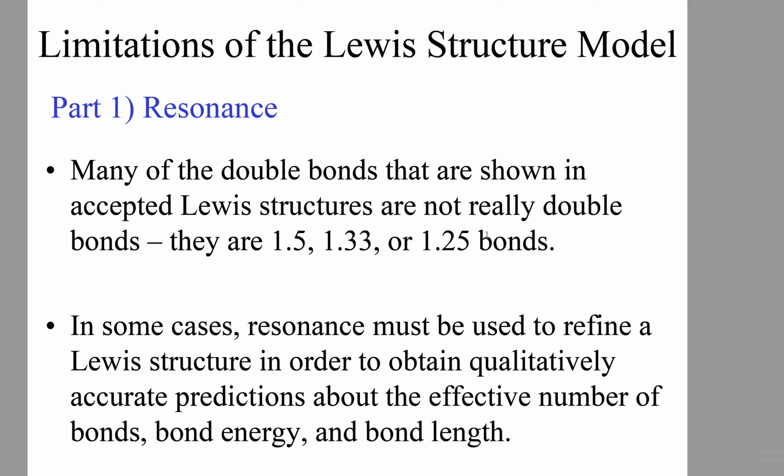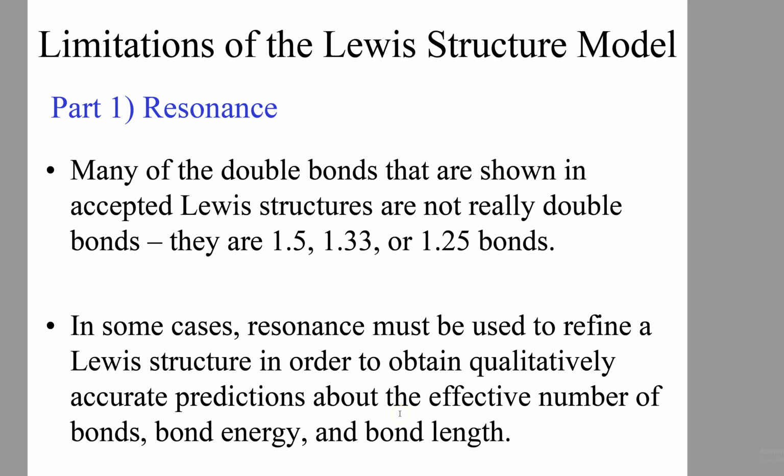And this really comes into play when you're looking at multiple structures. So the more of these structures you have, the more averages you're going to end up with, just as we saw earlier with the nitrate. In some cases, resonance structures must be used to refine a Lewis dot structure in order to obtain accurate predictions about number of bonds, bond energy, and bond length.